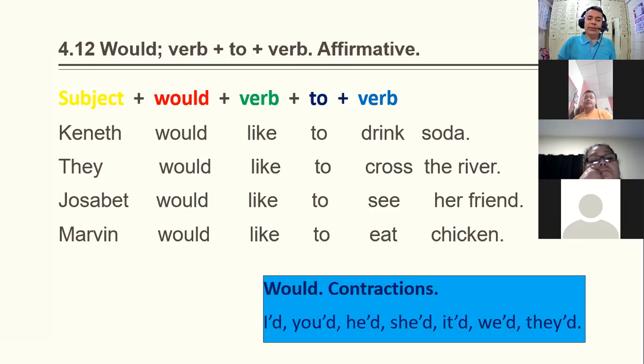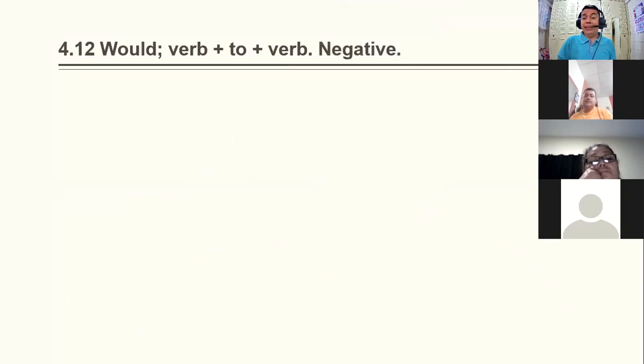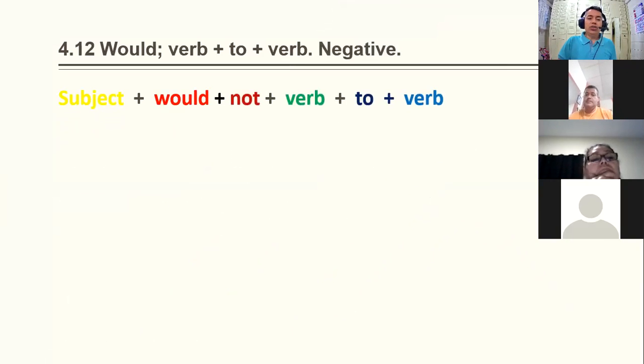Good. Now, let's go to the next part, right? Here we're going to learn about negative, right? Subject, modal would, the word not, the verb, and the preposition to, and the verb. You know the difference between modals and auxiliary, right? ¿Saben cuál es la diferencia entre auxiliares y modals?